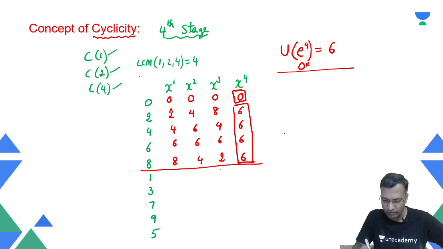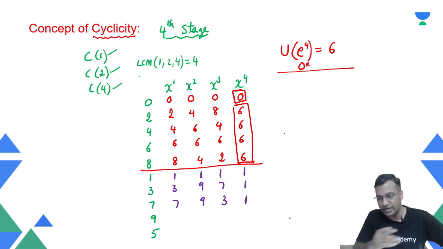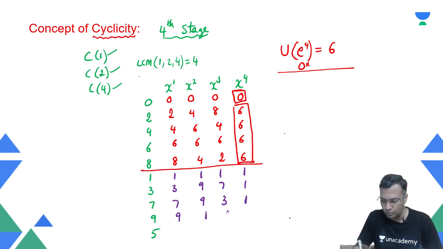1 raised to power 1 is 1. So I'm writing it under this. 1 raised to power 1 is 1, 1 square, 1 cube, 1 raised to power 4. Good. Then 3: 3 power 1, 3 power 2, 3 power 3 and 3 power 4. 7 power 1, 7 power 2, 7 power 3 and 7 power 4. What I'm writing is the unit digit of all these powers. 9 power 1, 9 power 2, 9 power 3 and 9 power 4. 5 power 1, 5 power 2, 5 power 3, 5 power 4.